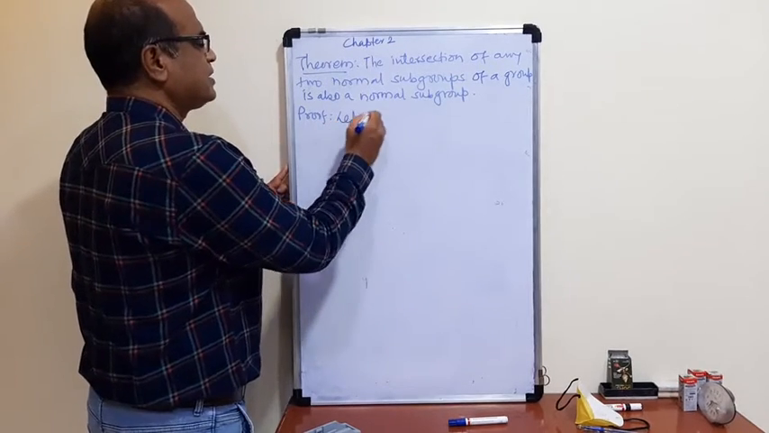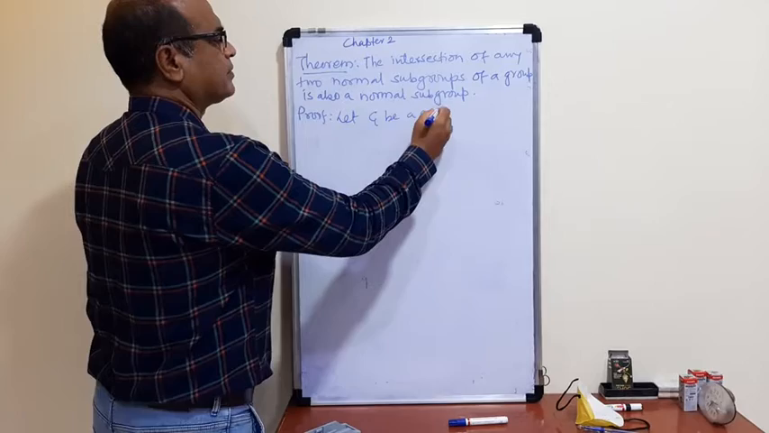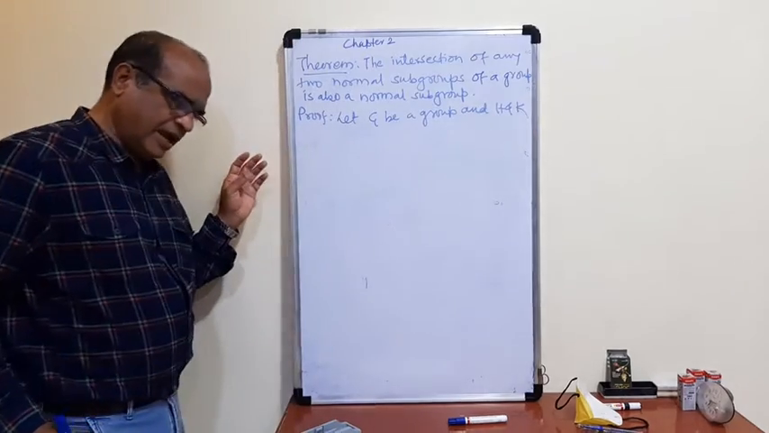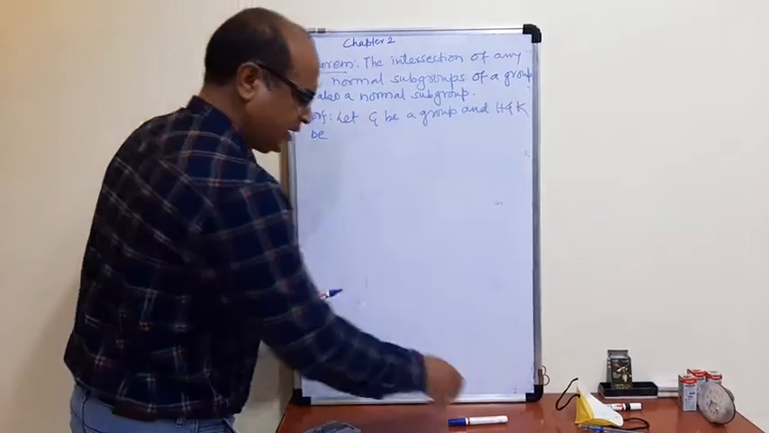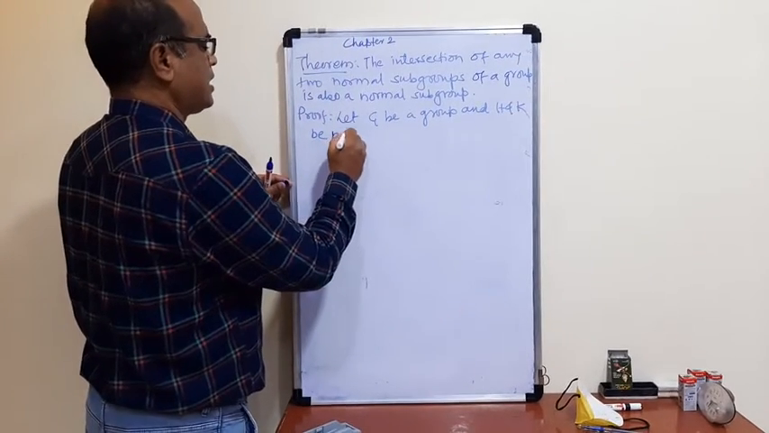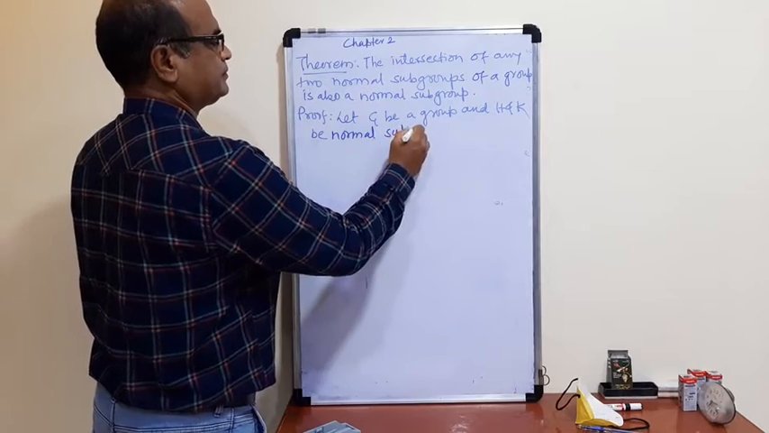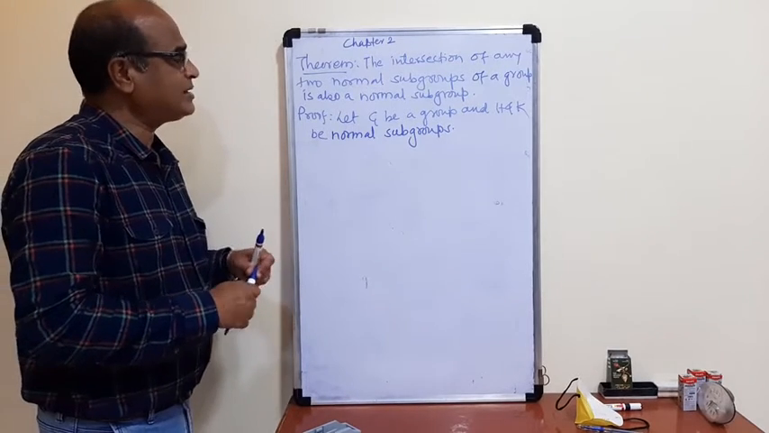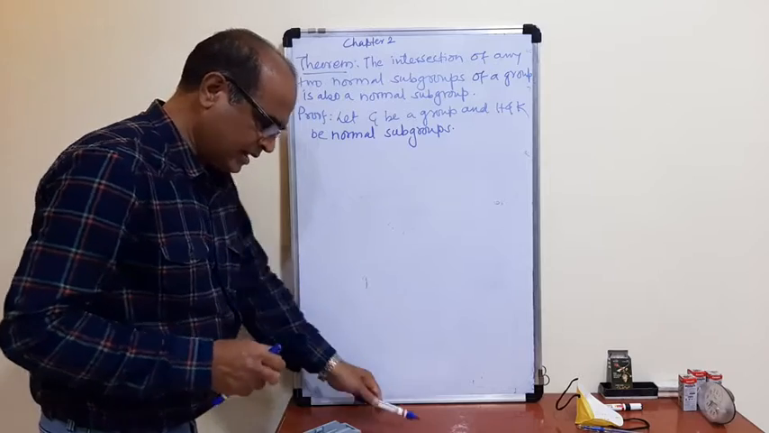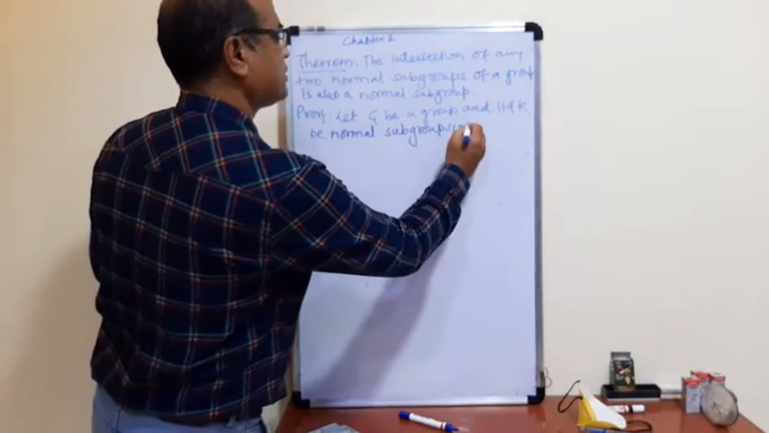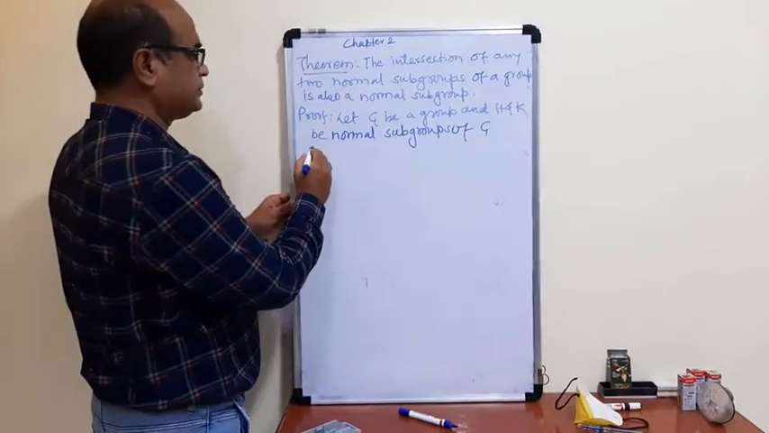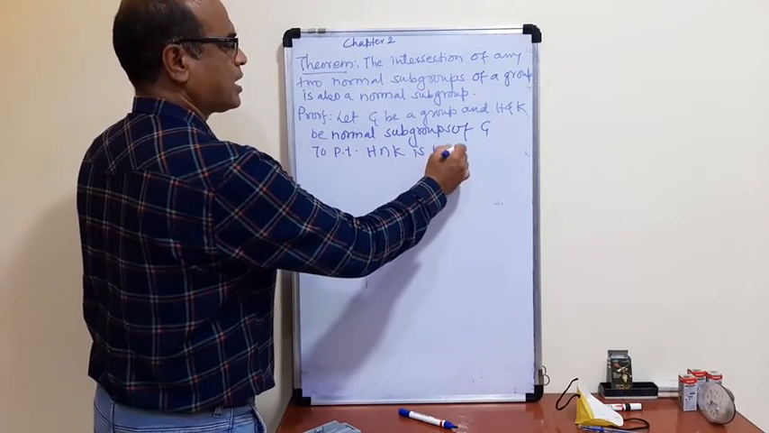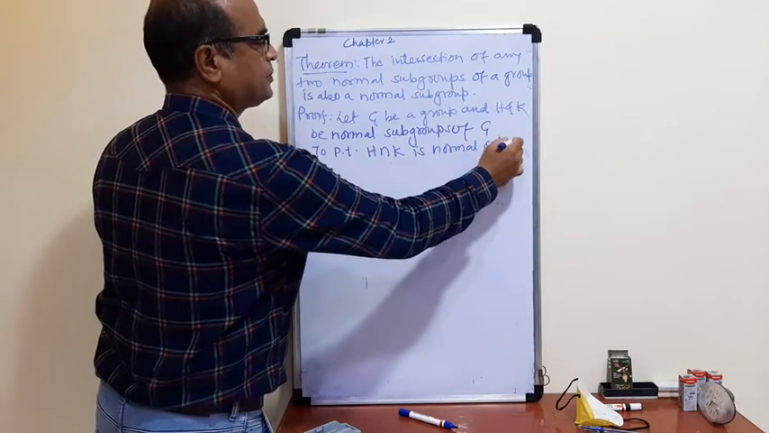Let G be a group, and H and K be normal subgroups of G. We have to prove that H intersection K is a normal subgroup.